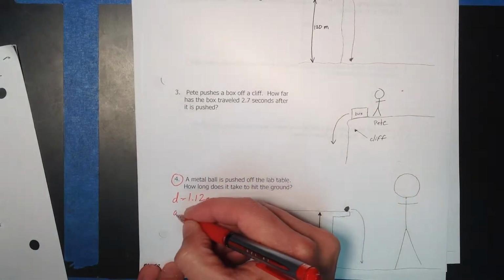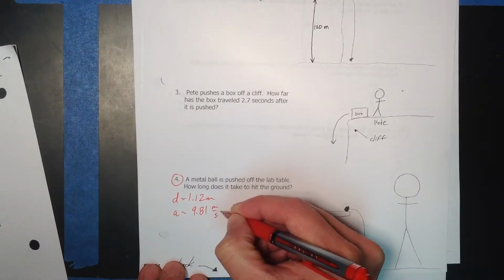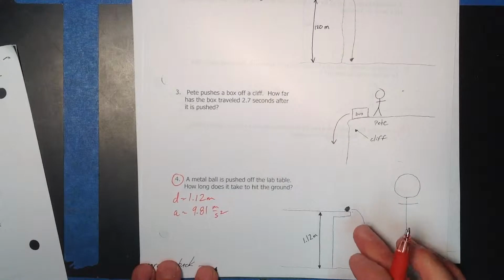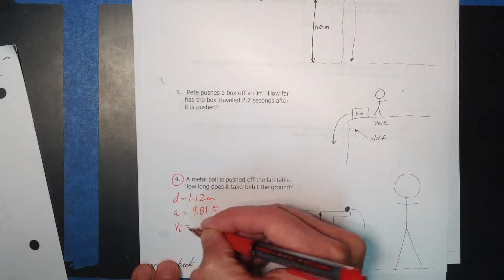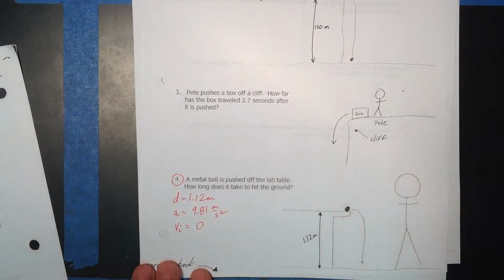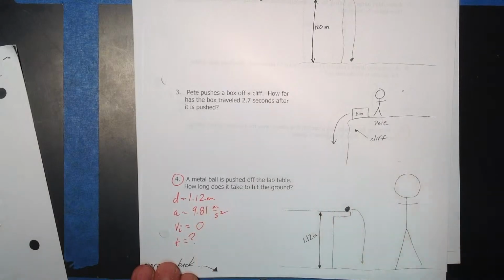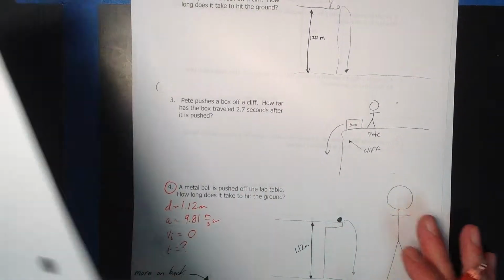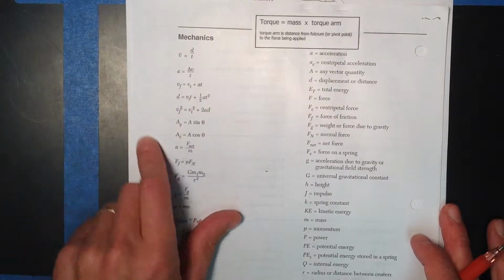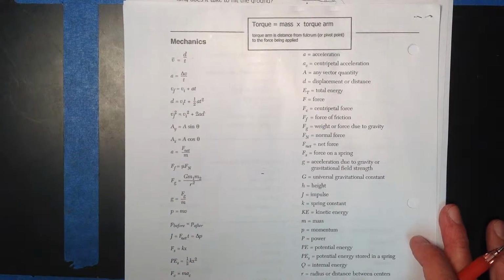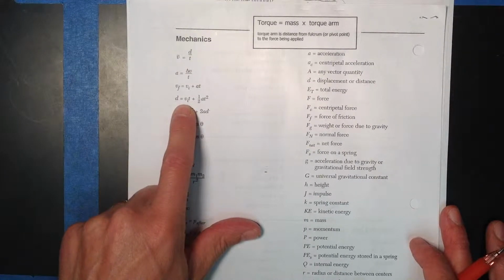What do we know? We know the acceleration is the constant 9.81 meters per second squared. We know it starts from rest on the table, so that's VI, the initial velocity, the starting velocity is 0. What we are trying to find is the time. T equals what? Therefore, what formula can we use? You want to look over here, and you have to look around for the ones that have those variables in it, and it's going to be this one.